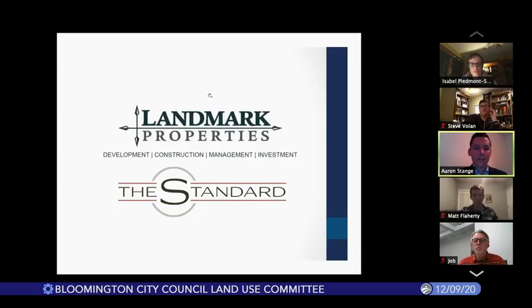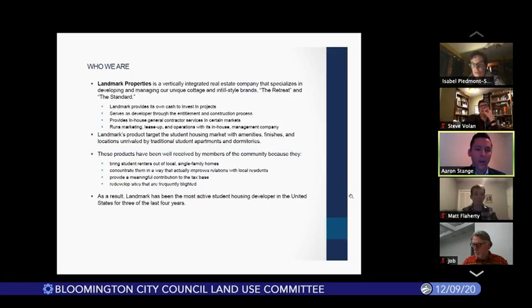All right, so first and foremost, I just wanted to take a moment to thank all these members of City Council and the public for appearing here today. My name is Aaron Stang. I represent the owner and the developer of this project, Landmark Properties. Landmark's a vertically integrated real estate company, with development, general contractor, and property management divisions. We invest our own cash and we manage to build our properties.